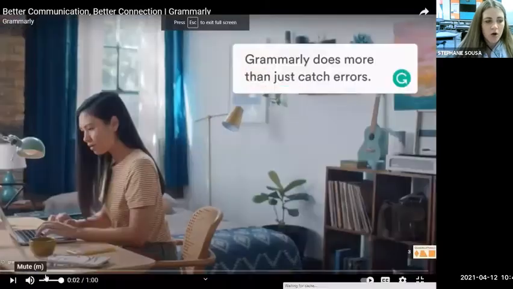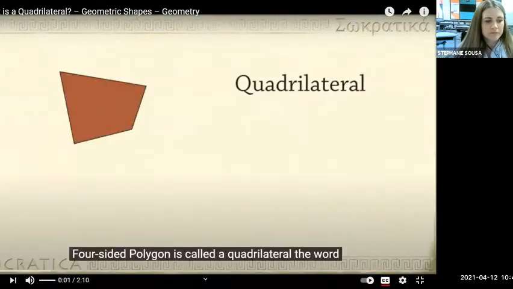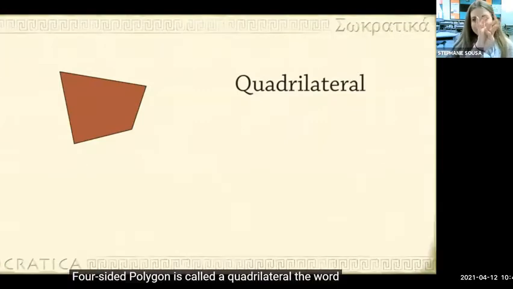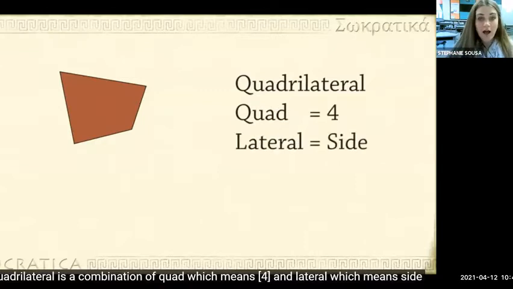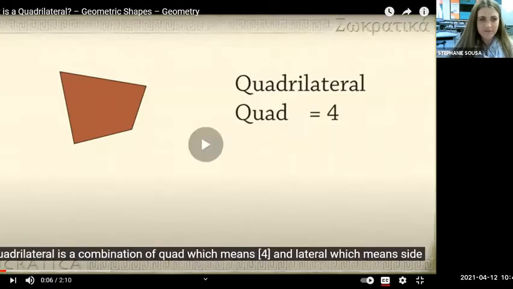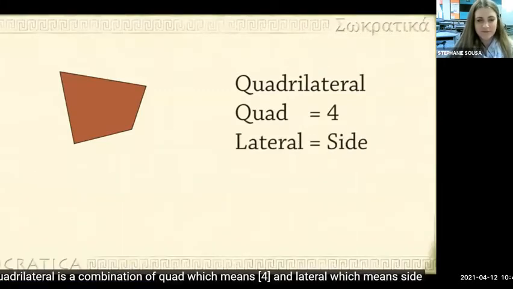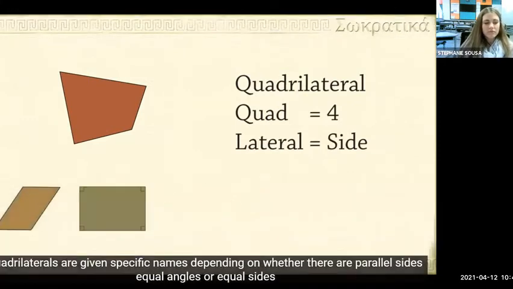There we go. A four-sided polygon is called a quadrilateral. Did you catch that? A four-sided polygon. I'll say it again. A four-sided polygon is called a quadrilateral. The word quadrilateral is a combination of quad, which means four, and lateral, which means side. Did you guys see it? Watch again. Which means four, and lateral, which means side. Quadrilaterals are given specific names depending on whether there are parallel sides, equal angles, or equal sides.